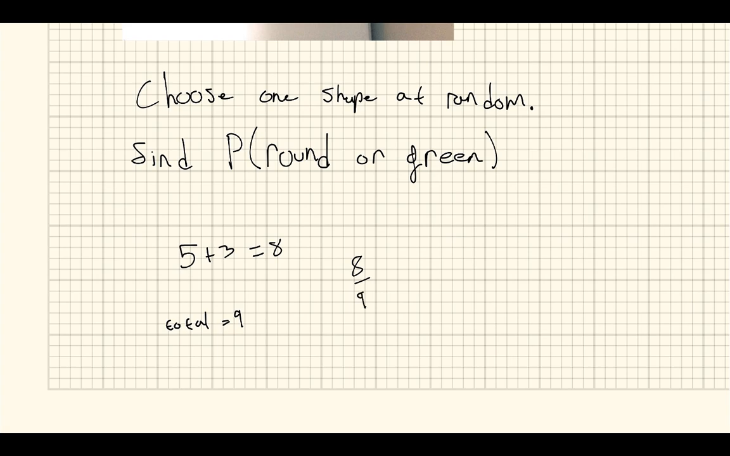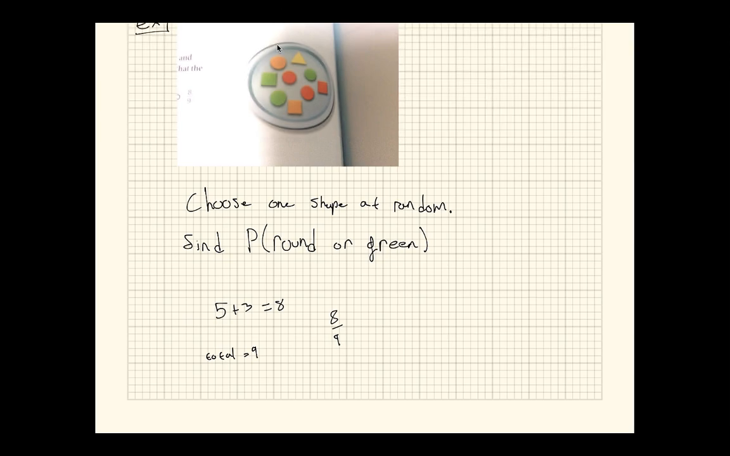So what's the error that I made when counting these? I said there's 1, 2, 3, 4 round ones, and then there's 1, 2, 3 green ones. The error is I counted the round green ones twice. I said 1, 2, 3, 4 rounds, 1, 2, 3 greens for a total of 8. But when you do it that way, you accidentally count the round green ones twice. So technically, it would be 1, 2, 3, 4, 5, 6 out of 9, which should be our probability.